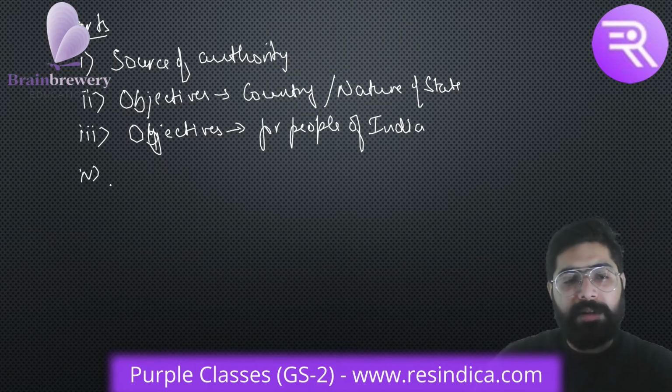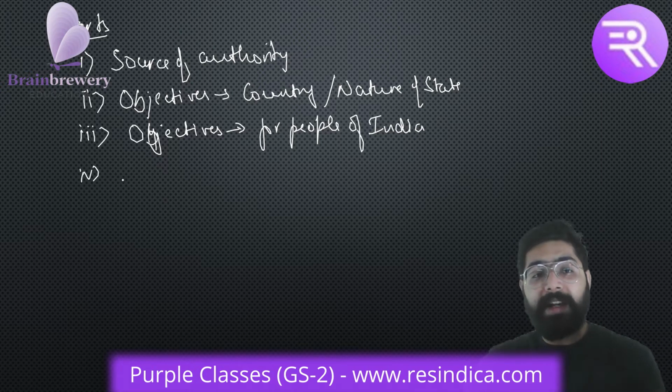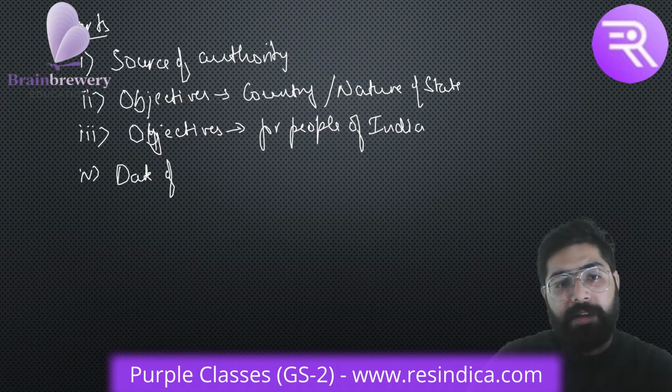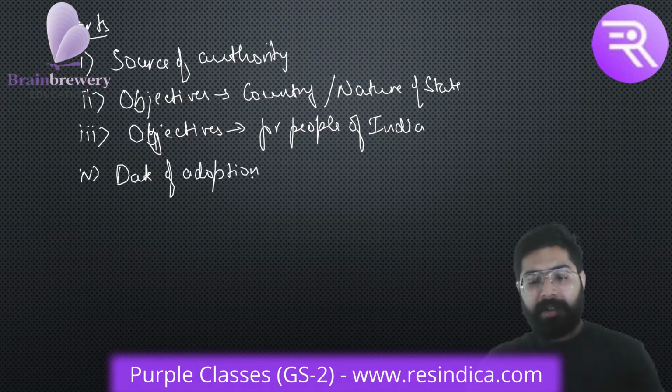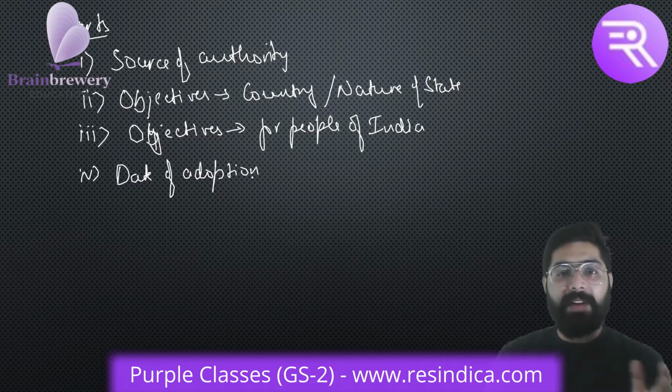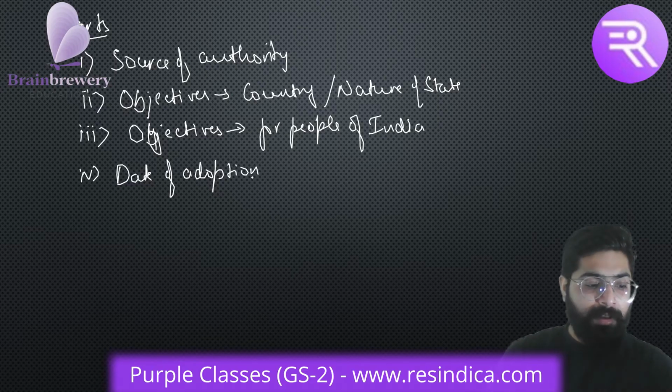Fourth, it also mentions the date on which we adopted the constitution, the date of adoption. So this is how we can actually categorize the constitution, the preamble, and we can very easily understand.